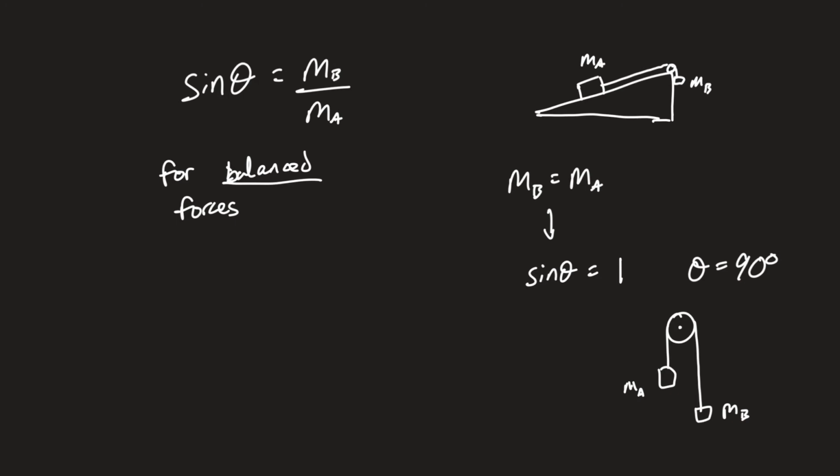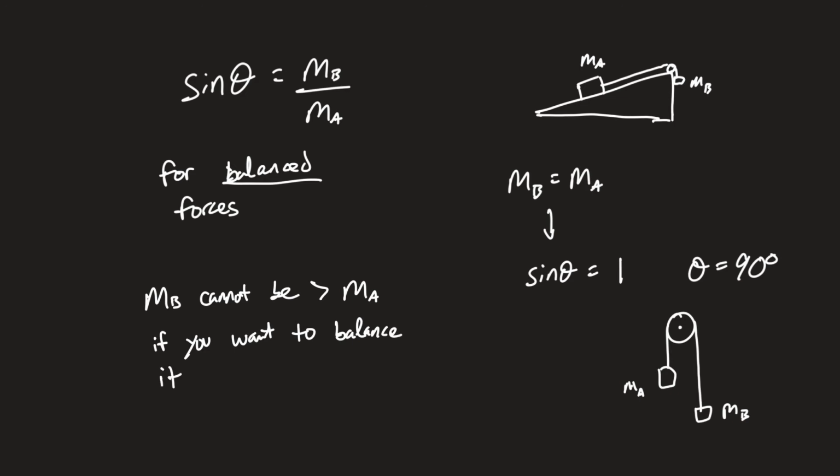What we also see here is that sine of theta just goes up to 1 at a maximum, right? So MB cannot be greater than MA if you want to balance it. Because if MB were larger than MA, then the ratio of MB to MA would always be greater than 1, and you can't have sine of theta greater than 1. So that's kind of cool as well.